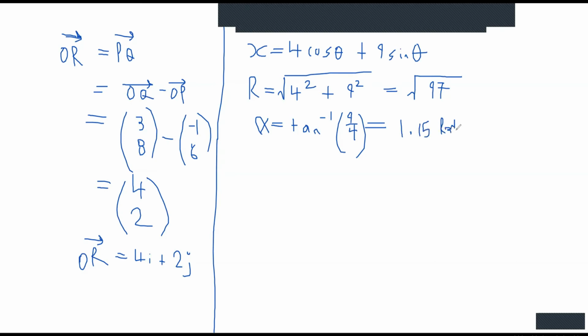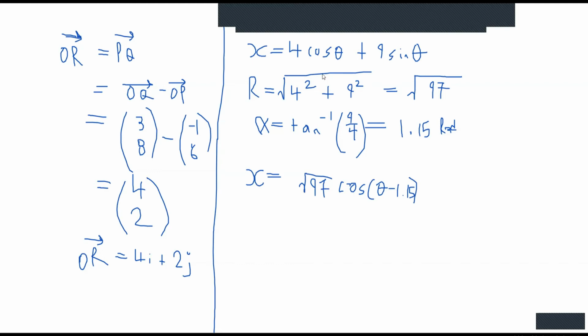Now it says express it in the r cos form. So you have to tell them x is equal to root 97 cos of theta minus alpha, which is 1.15. You never need to put too many brackets here. Just put root 97 times cos of theta minus 1.15. All right, so this is x.